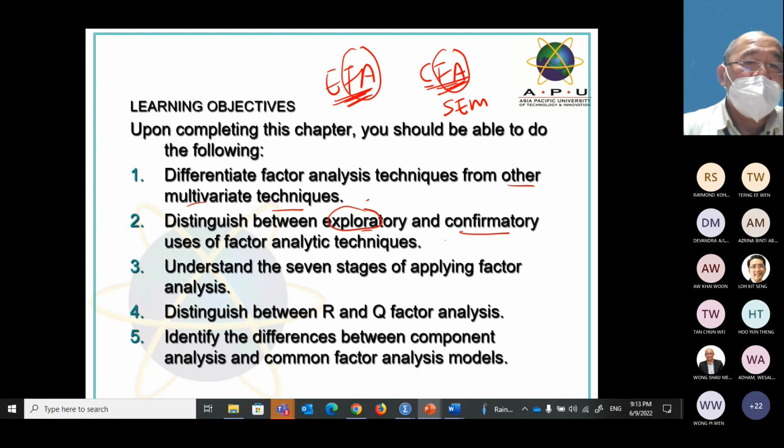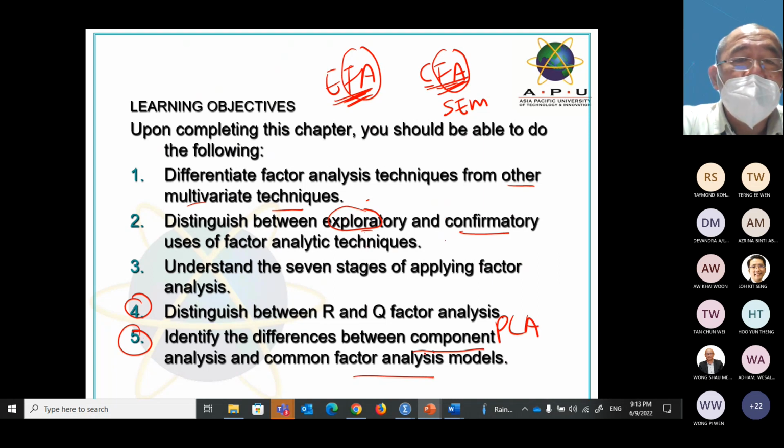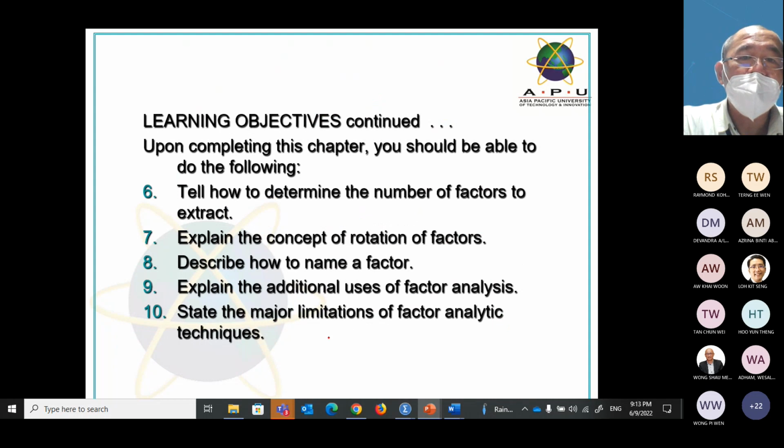Of course, we've got 7 stages to apply the factor analysis. This one is not too important. Let's discuss a bit. So here is component analysis, meaning PCA. So factor analysis, actually here is the common variance. So this one is also quite important. You may see this in your assignment.